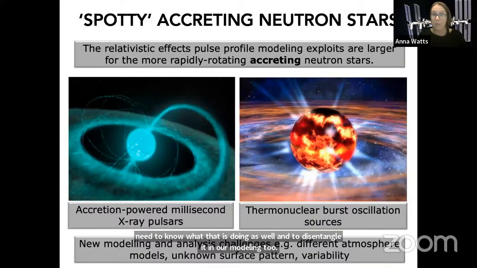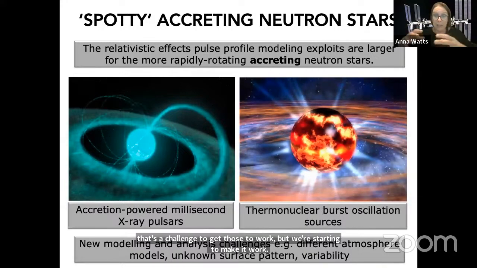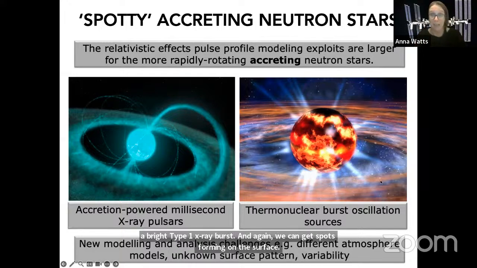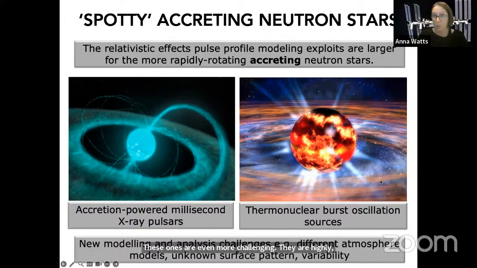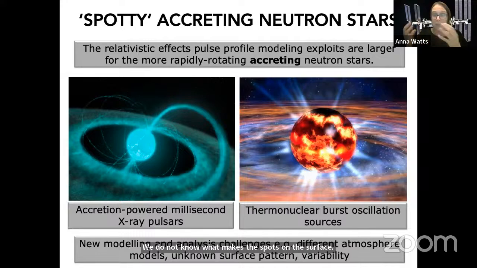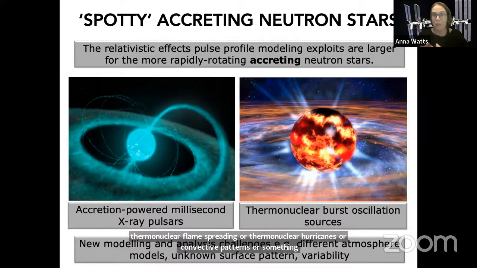We also have neutron stars where, as the material piles up on the surface, it can explode in a bright type 1 X-ray burst. And again, we can get spots forming on the surface. These ones are even more challenging. They are highly, highly variable. We do not know what makes the spots on the surface. It's thermonuclear flame spreading or thermonuclear hurricanes or convective patterns or something. But they're very bright and very interesting.